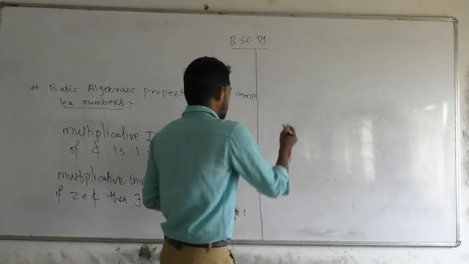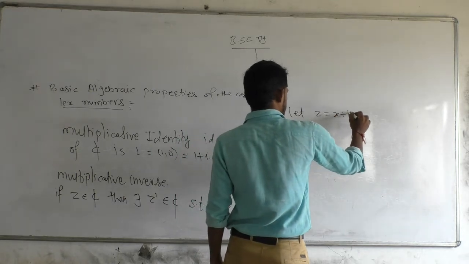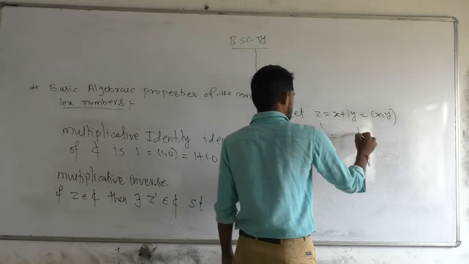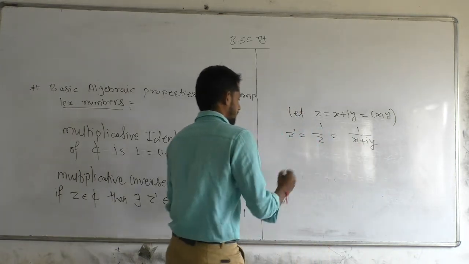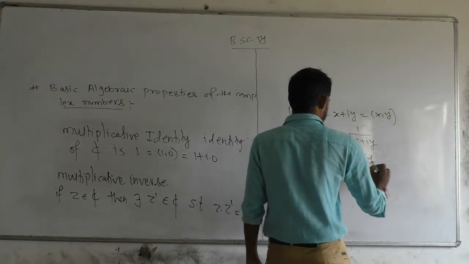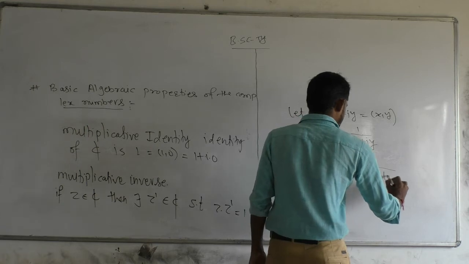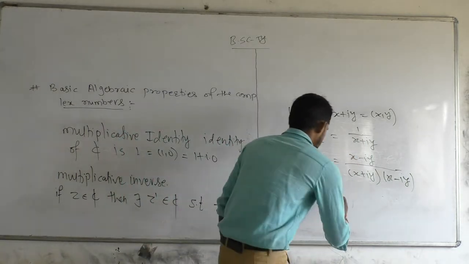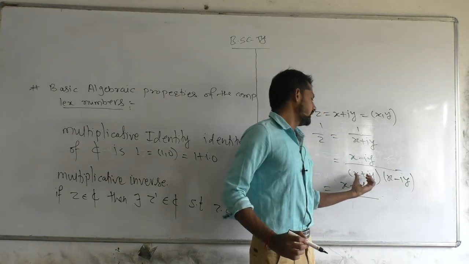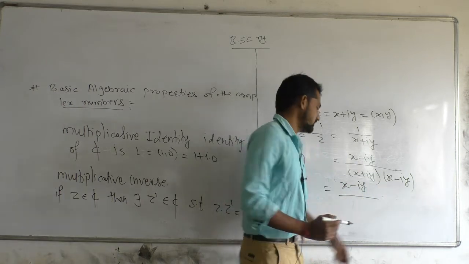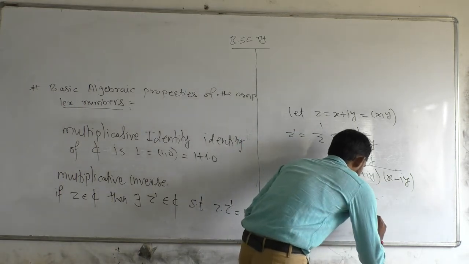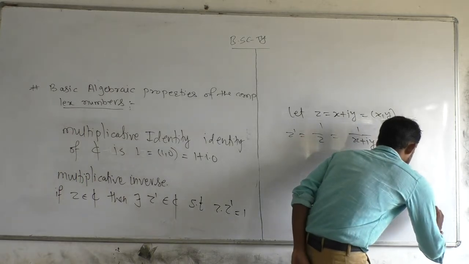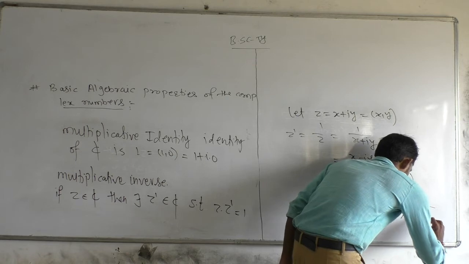So let z be equal to x plus iy, which is (x, y). So z' is equal to 1 by z, which is 1 over x plus iy. So rationalize this: multiply both numerator and denominator by x minus iy. So in the denominator, this is (a plus b)(a minus b), so we can write it as a square minus b square. So x square minus (iy) square. So it is (x minus iy) divided by x square plus y square, because i square is equal to minus 1.